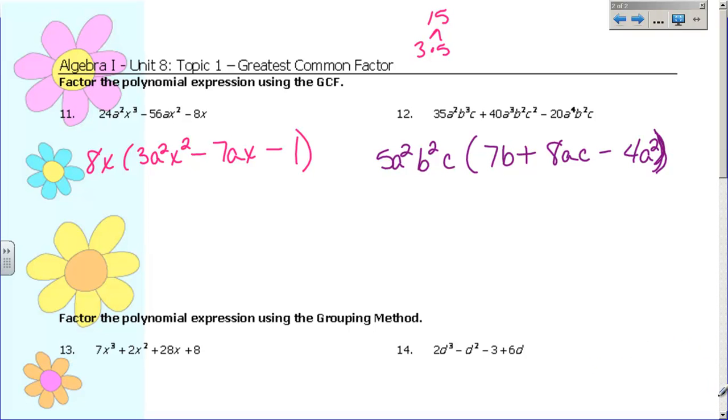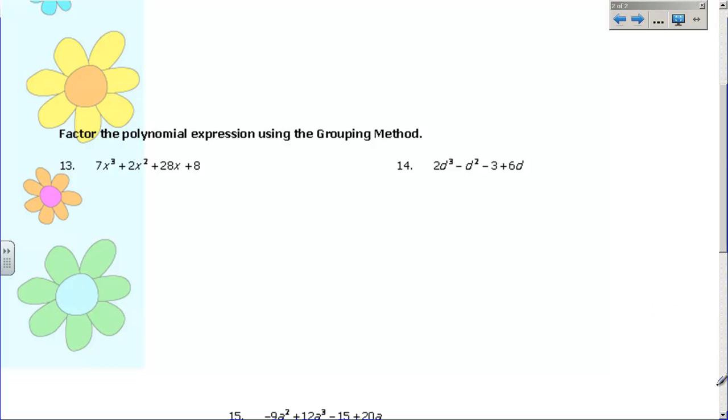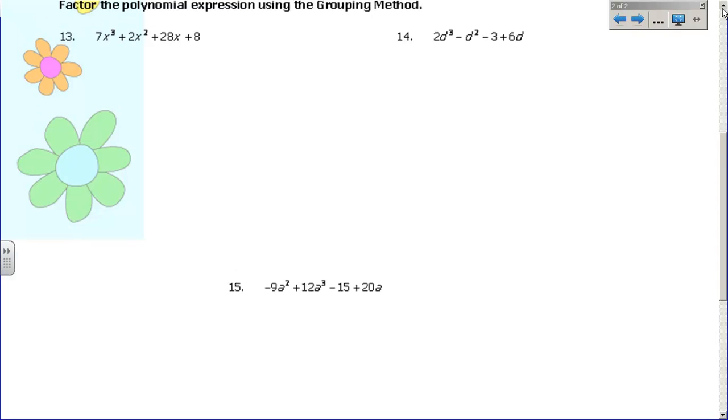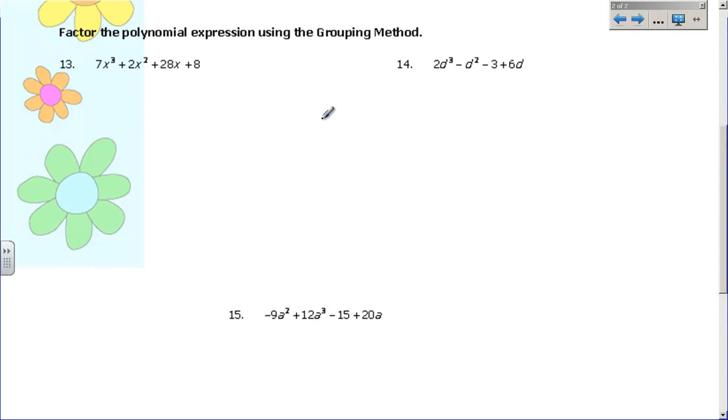Not every problem gets factored that way, however. Sometimes, if you look at numbers 13 through 15, you're given, I apologize, instead of 3 terms, I have 4 terms. And the first thing we are going to do is not pull out a GCF, because the GCF for number 13 here, I've got 7, 2, 28, and 8. The only thing that goes into all of those numbers is a 1. Factoring out a 1 doesn't change anything. What I need to do is be able to factor this into the 2 things that multiply to equal it.